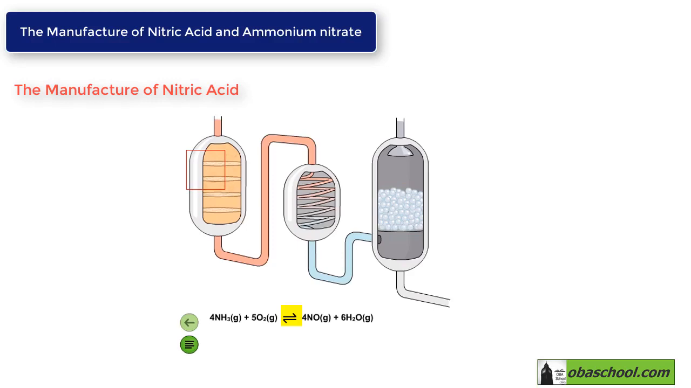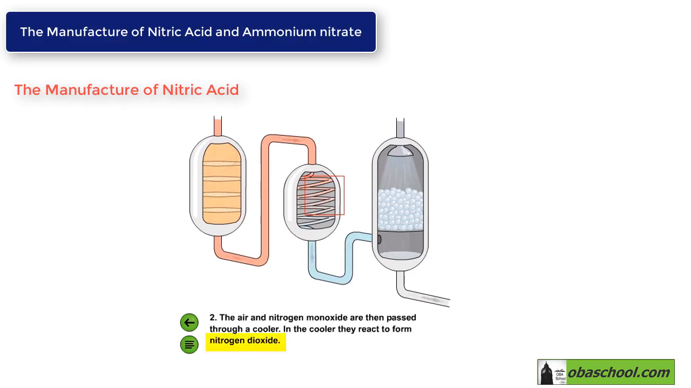Notice the symbol in the middle of the reaction. This means that the reaction is reversible. The air and nitrogen monoxide are then passed through a cooler. In the cooler, they react to form nitrogen dioxide, which is NO₂. It has one nitrogen atom and two oxygen atoms. This is the equation of the reaction, where you can see that 2NO, which is nitrogen monoxide gas, plus O₂, which is oxygen gas, gives 2NO₂ gas, which is the nitrogen dioxide gas.